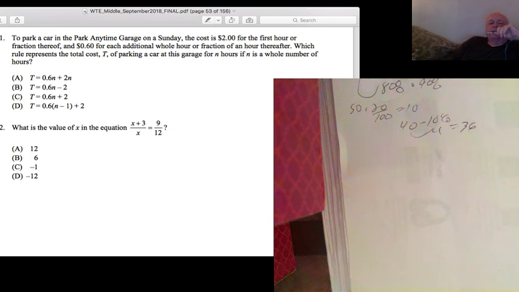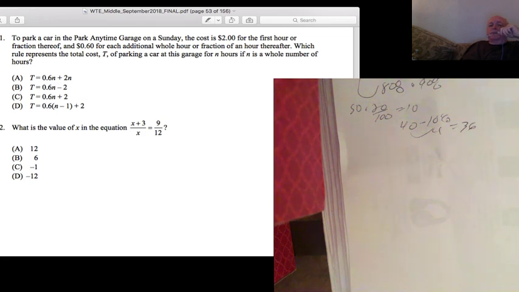So let's take it a sentence at a time. To park a car in the garage on Sunday, the cost is $2 for the first hour. Okay, so if I stay an hour, it costs me $2. Or fraction thereof. So it means if I stay half an hour, it's still going to cost me $2, it sounds like, for the very first hour. Or 60 cents for each additional hour, or fraction thereof. So again, if I spend 2 hours there, I'm probably doing $2.60, and if I spend 2 hours and 15 minutes, I'm probably doing $2.30. Okay.